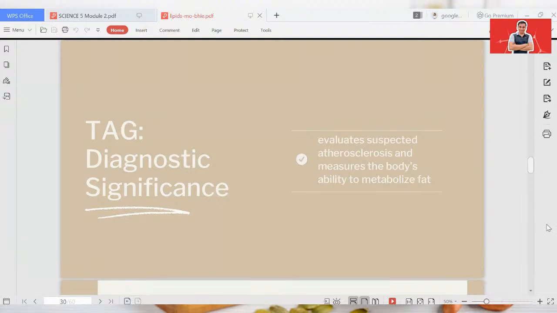So the diagnostic significance of triglycerides is that it evaluates suspected arteriosclerosis and measures the body's ability to metabolize fat.